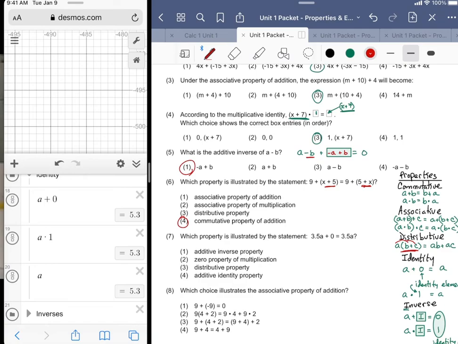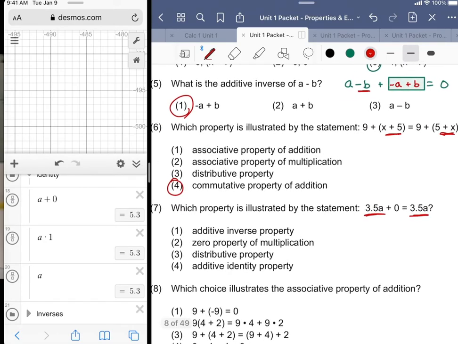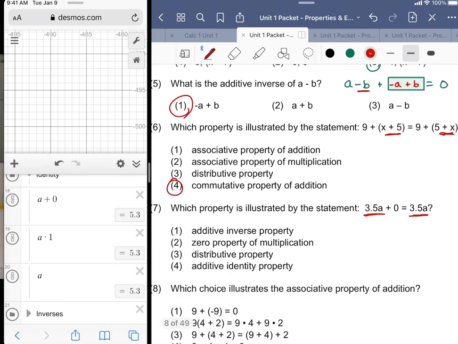In number 7, we're looking at the value of 3.5a never changing. Through addition, it never changed. All right, it stayed the same. So that must make this the identity element. The act of operating using the identity element is known as the identity, just the identity, or the identity process. All right. So we used addition, so it's the additive identity.